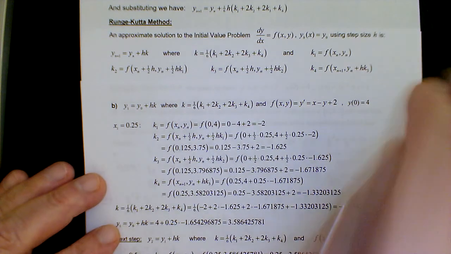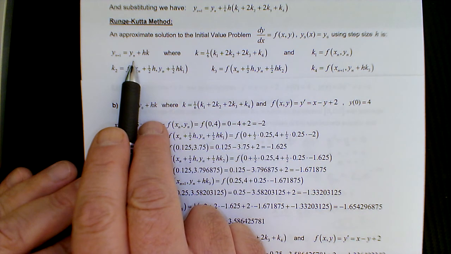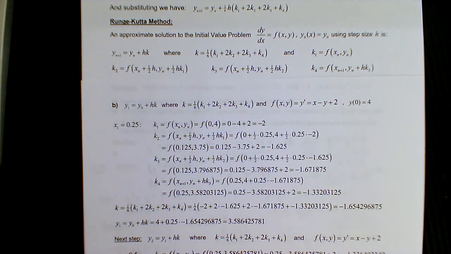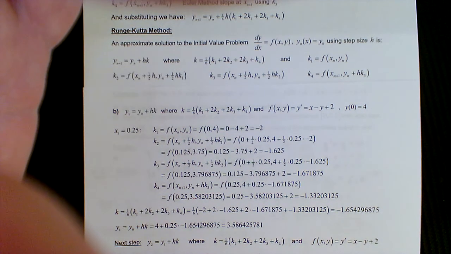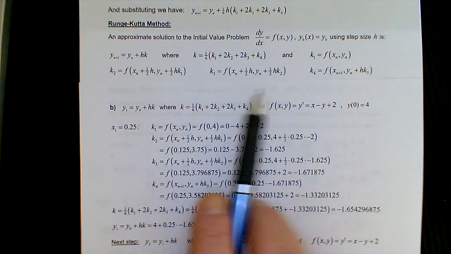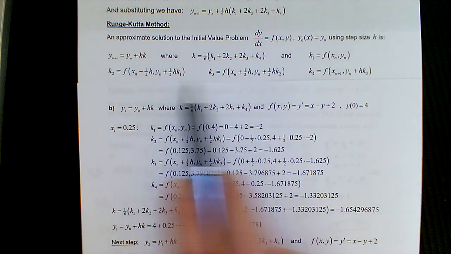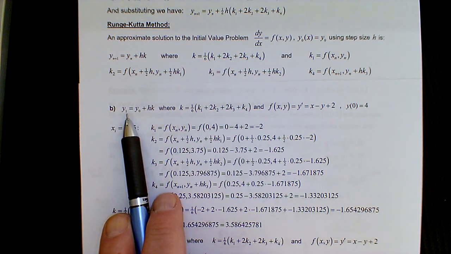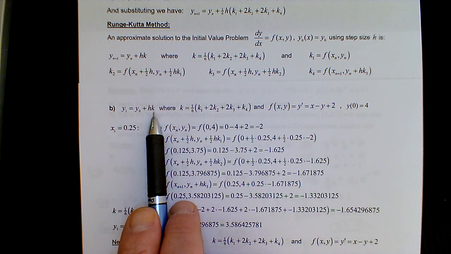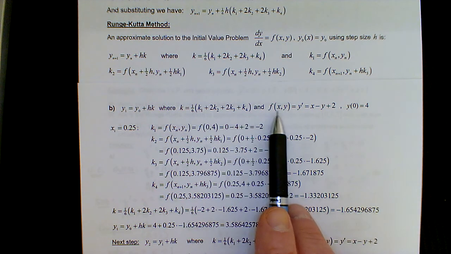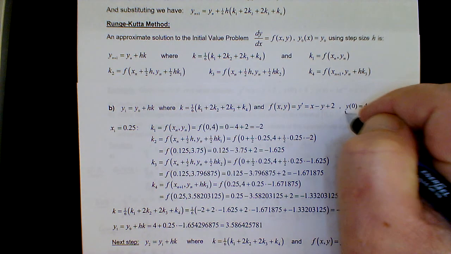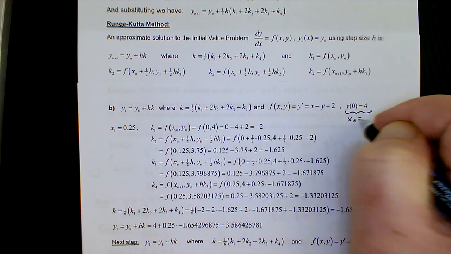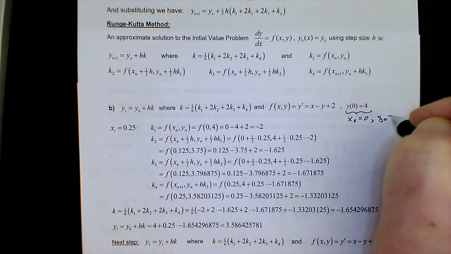the formula. So the formula, once again, is ultimately y sub n plus 1 is y sub n plus hk, but we need k. K is this combination of the slopes, and here's all the individual slopes listed. So y sub 1 is going to be y sub 0 plus hk. And I listed, there's k again. Here's the function, and this is the initial condition, which basically means that x sub 0 is 0 and y sub 0 is 4.